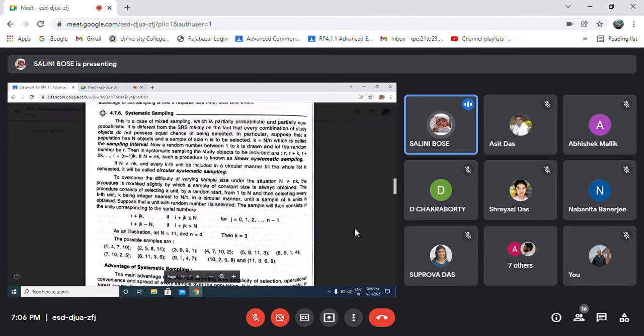So again you are starting with the same sample value. So these are the possible samples. How many samples are you getting? 1, 2, 3, 4, 5, 6, 7, 8, 9, 10, 11. So you are getting 11 samples of size 4. Clear? Is it clear? Yes.